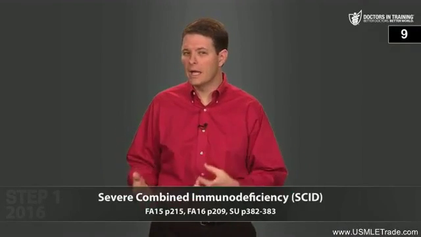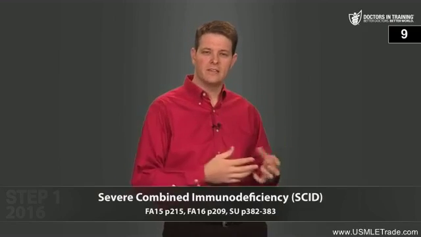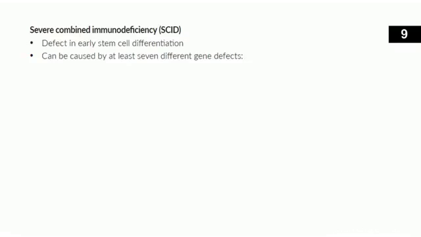Let's discuss immunodeficiency disorders that affect both B cells and T cells. One important one is called SCID, or severe combined immunodeficiency. So that should give you a hint that it's a combined B cell and T cell deficiency. This is caused by a defect in early stem cell differentiation, and there are at least 7 different gene defects that can lead to this. But the main defect worth knowing for Step 1 is the adenosine deaminase deficiency. We're going to see that again in biochemistry when we review the purine salvage pathway.